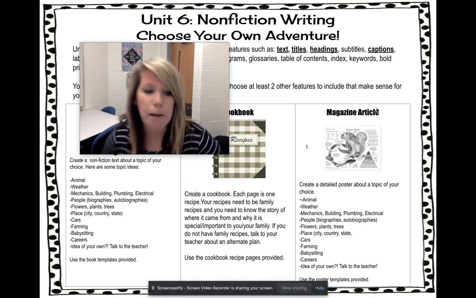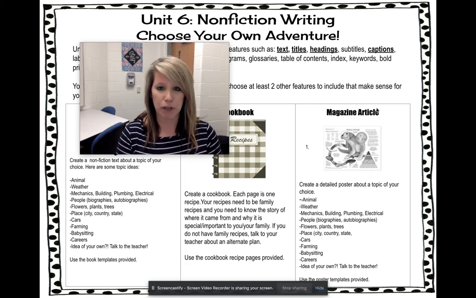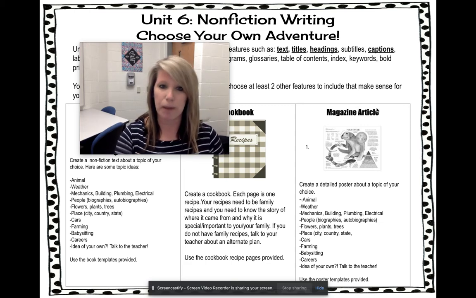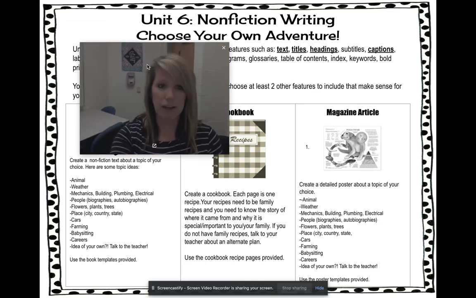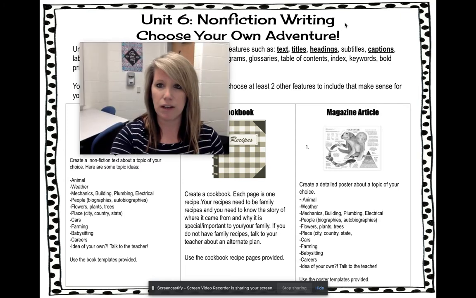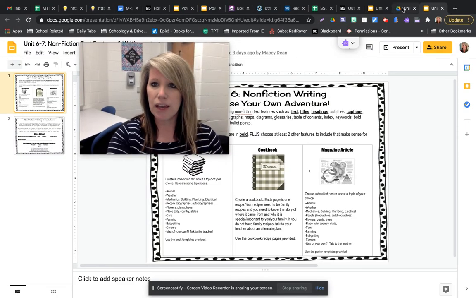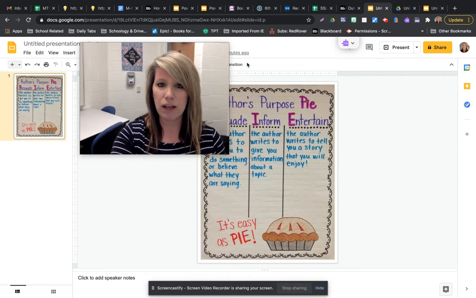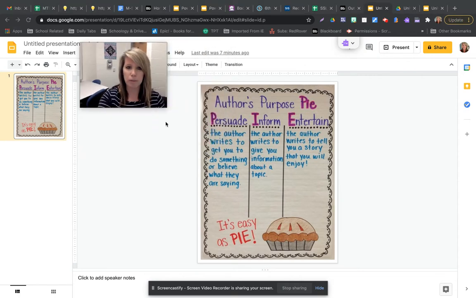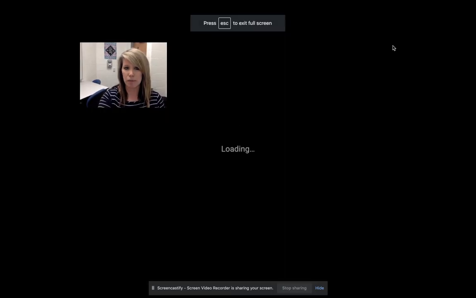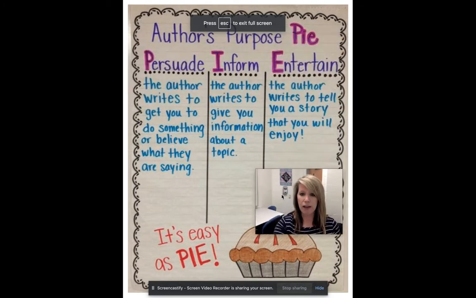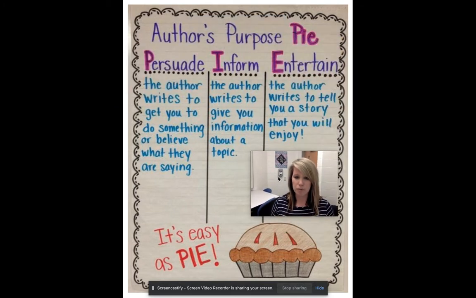So let's talk about topics. Once you know which type of book you want to create, you can start thinking about your topic and your purpose for writing it. So I'm going to pop out of this screen here and show you an anchor chart about author's purpose. Now, if you remember a long time ago, maybe in elementary, you may have talked about author's purpose and the acronym PIE, P-I-E, and figuring out the author's purpose can sometimes be easy as pie.